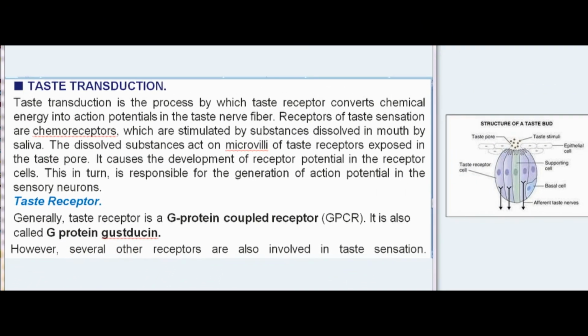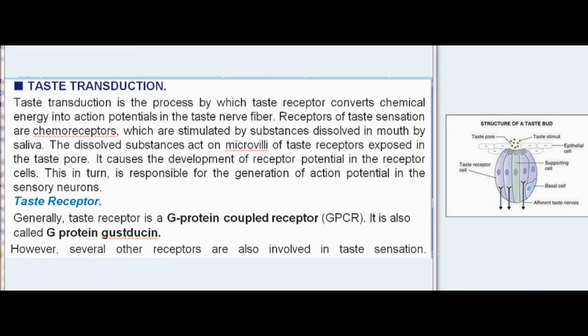Taste transduction. Taste transduction is the process by which taste receptor converts chemical energy into action potentials in the taste nerve fiber. Receptors of taste sensation are chemoreceptors, which are stimulated by substances dissolved in mouth by saliva. The dissolved substances act on microvilli of taste receptors exposed in the taste pore. It causes the development of receptor potential in the receptor cells. This in turn is responsible for the generation of action potential in the sensory neurons.